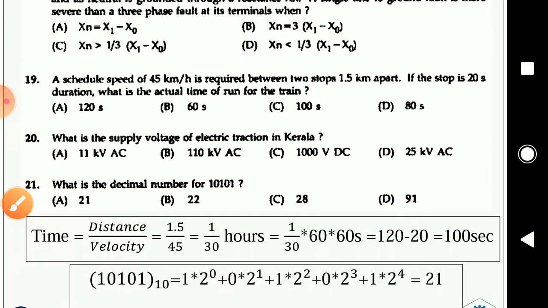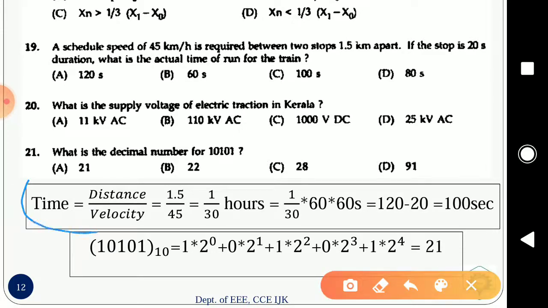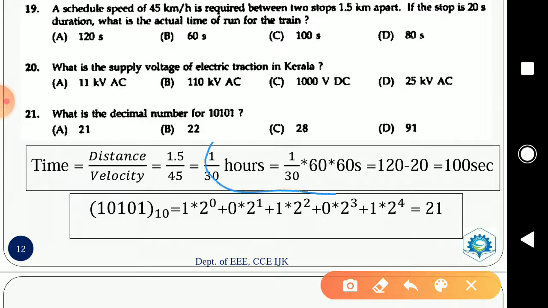Moving on to question number 19, it is more or less a general knowledge question. A scheduled speed of 45 km per hour is required between two stops 1.5 km apart. If the stop is 20-second duration, what is the actual time of run for the train? It is a simple question. We already know that velocity is equal to distance by time. From that, you can find out the time. You are just substituting the values and you will get the value in hours. So, you will be converting the hours into seconds and you will be getting the value as 120.